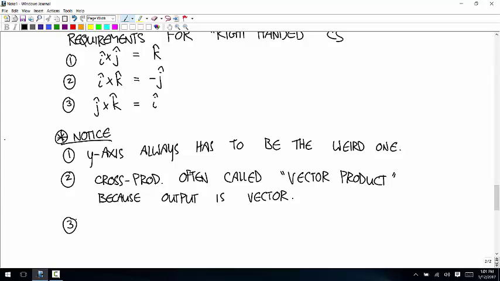With the dot product, remember, if you took the dot product between two perpendicular vectors, you got 0. With the cross product, if you take the cross product between two parallel vectors, you get a 0 vector out. And that's true whether they're in the same direction or opposite directions.